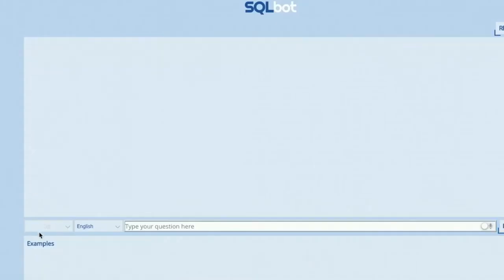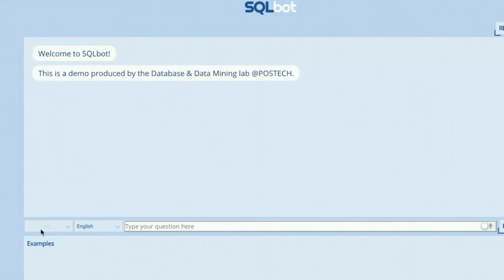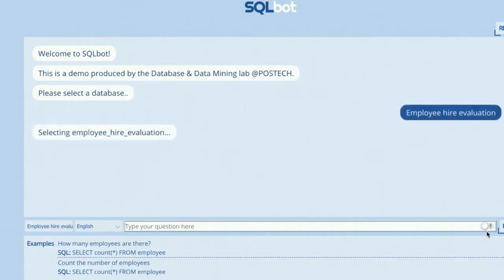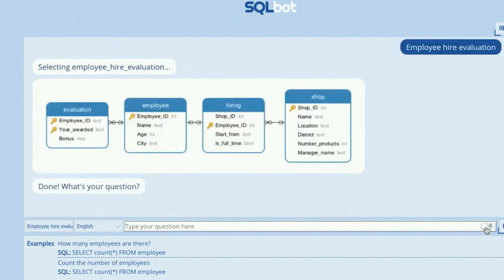Okay, this is the initial page for SQLbot being developed by our lab at POSTECH. You see the first instruction by SQLbot. Please select a database. Now you can select a database in the first pull-down menu on the left. I chose the Employee Hire Evaluation database. Then SQLbot shows the schema information in a graphical format for the chosen database.